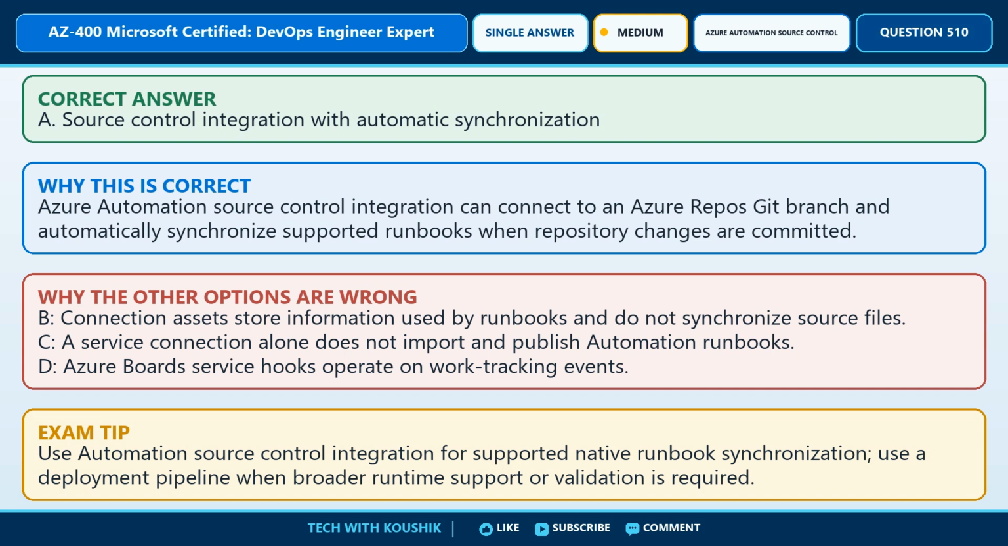Why are the other options not correct? B. Connection assets store information used by runbooks and do not synchronize source files. C. A service connection alone does not import and publish automation runbooks. D. Azure Boards service hooks operate on work tracking events. Exam tip. Use Automation source control integration for supported native runbook synchronization. Use a deployment pipeline when broader runtime support or validation is required.